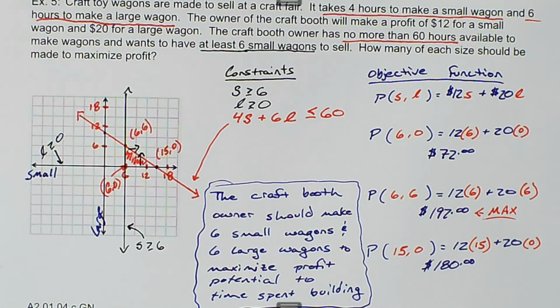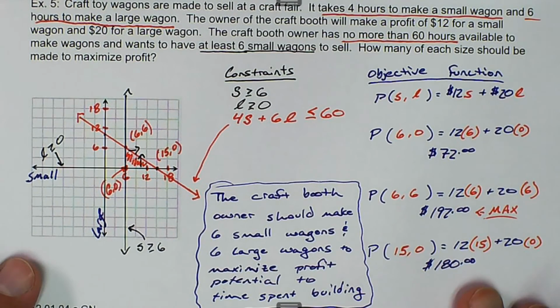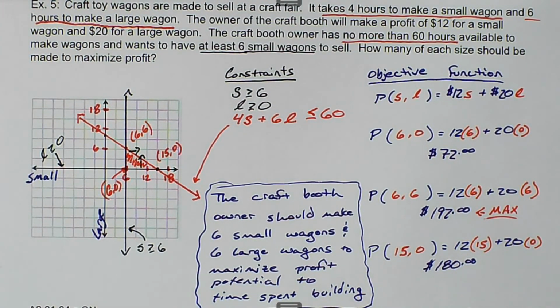So the craft booth owner should make 6 small wagons and 6 large wagons to maximize profit.